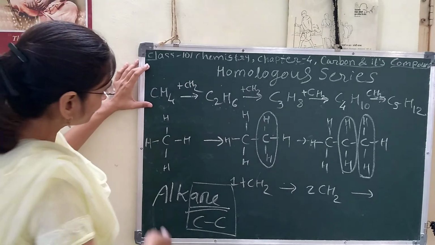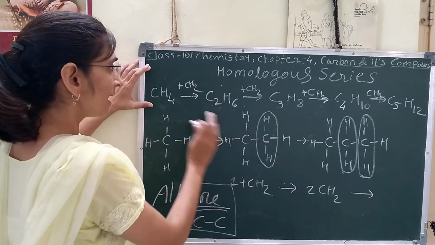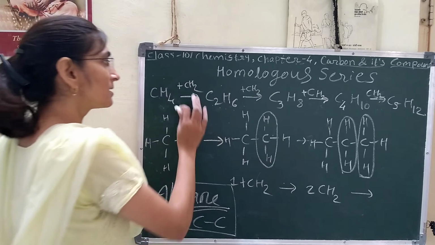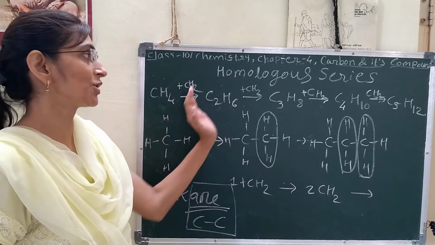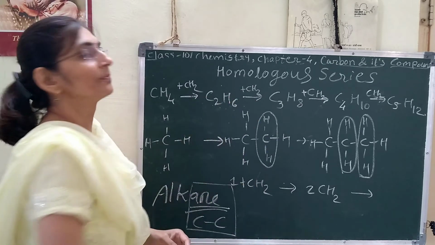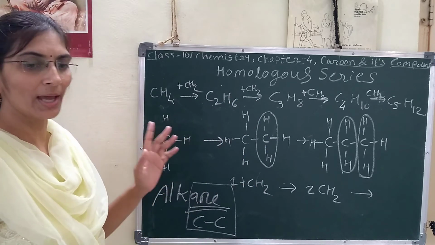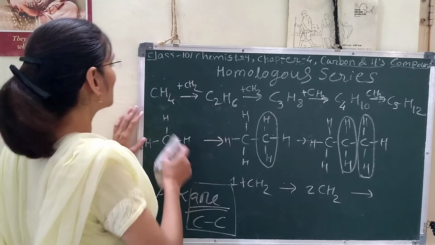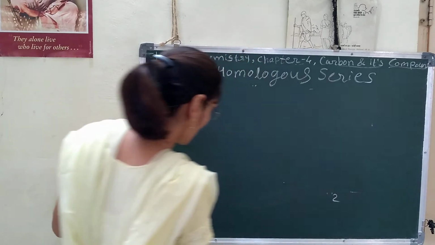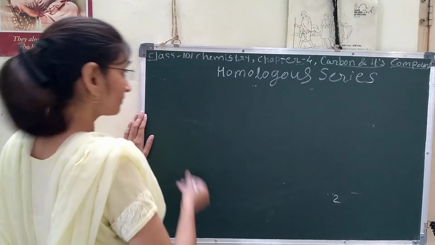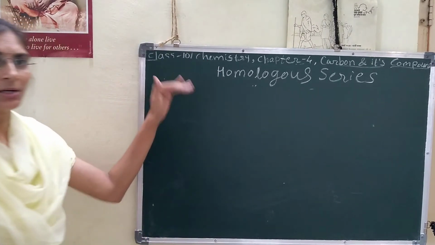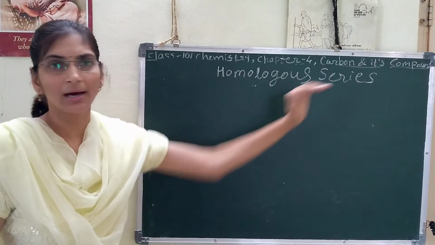So a condition is there that the same functional group must be there throughout the series, and it must differ by only CH2. For each next member we have to add one CH2. The same homologous series we can make for alkene also, alkyne also. You can draw that for alkene and alkyne also.